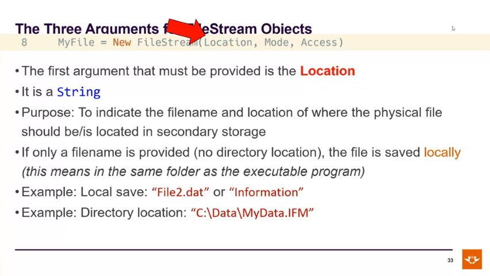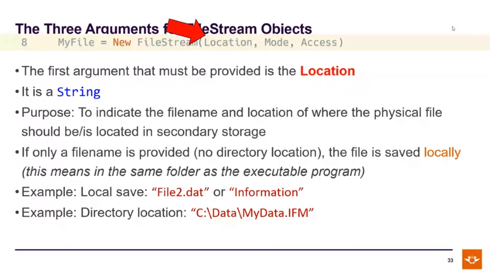All right, so your location is a string. Its purpose is to indicate the file name and location of where the physical file should be or is located in secondary memory. Now, there are 2 things to keep in mind here. If only a file name is provided, with no directory location, the file is saved locally, which means in the same folder as the executable program.